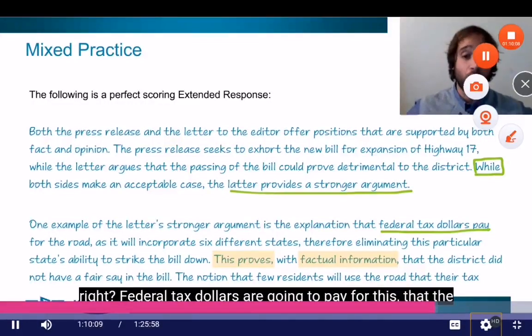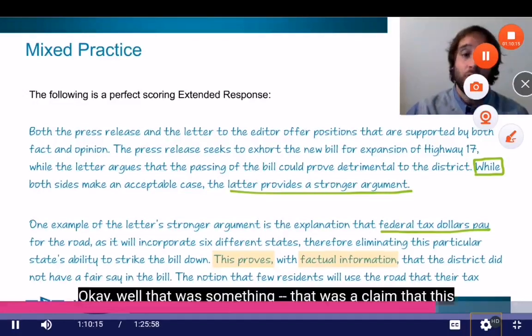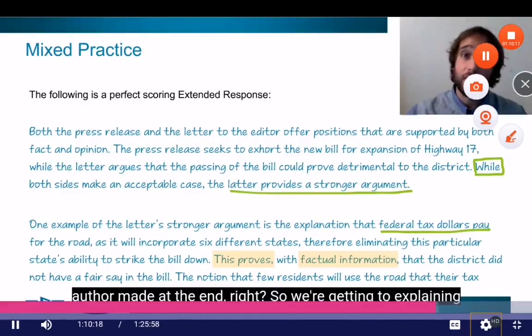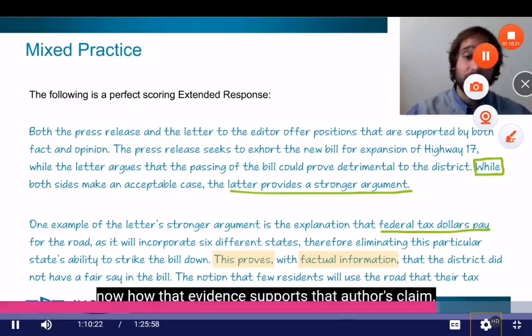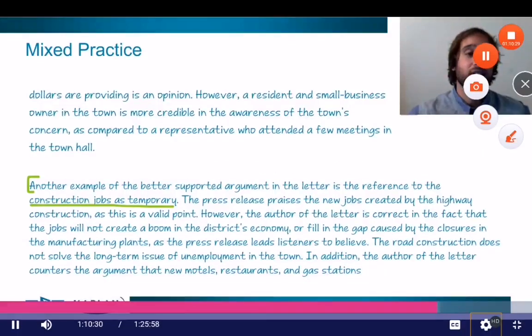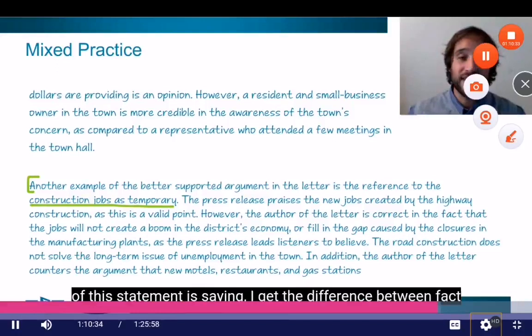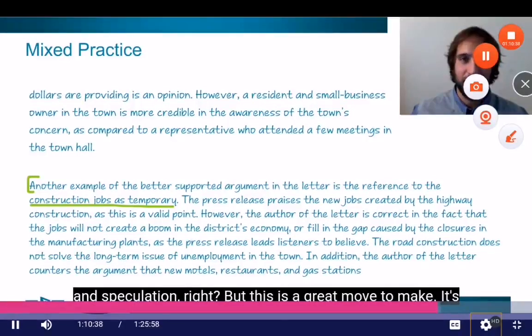Federal tax dollars are going to pay for this, that the district did not have a fair say in the bill. Well, that was a claim that this author made at the end. So we're getting to explaining now how that evidence supports that author's claim. The notion that few residents will use the road that their tax dollars are providing is an opinion. So now the author of this statement is saying, I get the difference between fact and speculation.